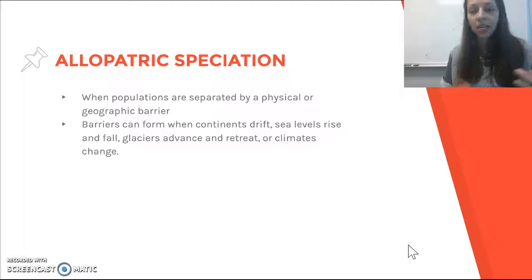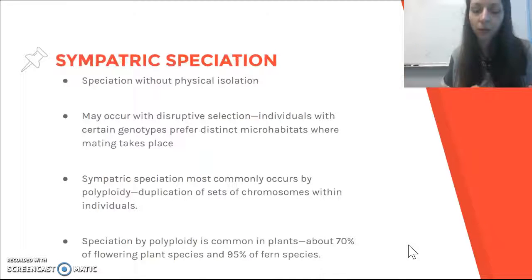And then what happens is when these two are physically separated, we have changes in alleles and they're no longer physically mating. And then if they are ever brought back together, they are reproductively isolated and they can no longer exchange genes with one another. They can no longer reproduce.